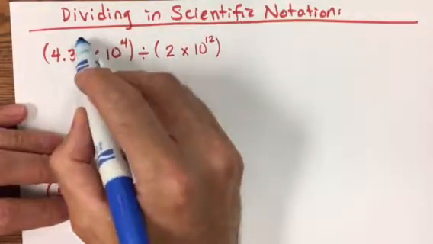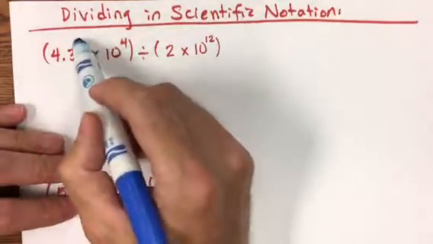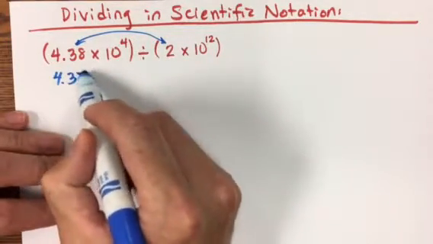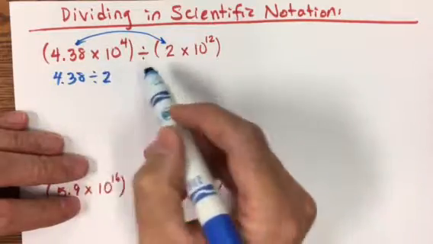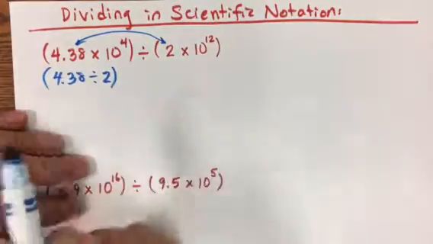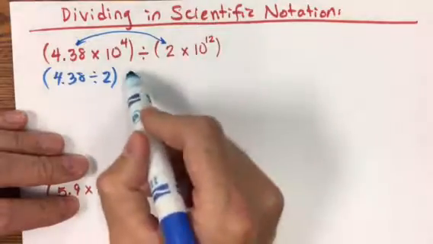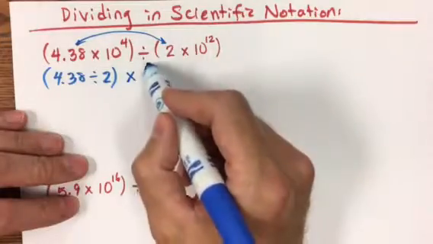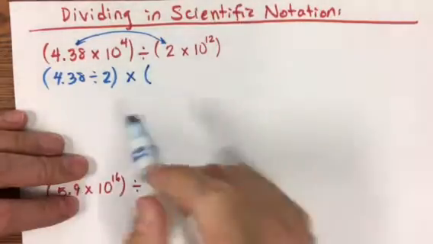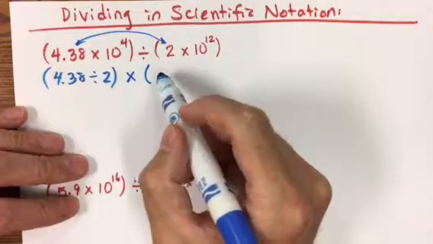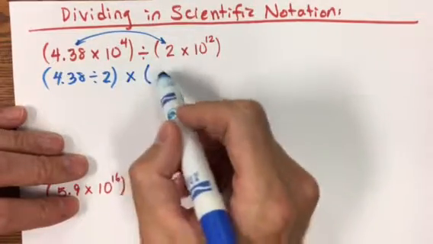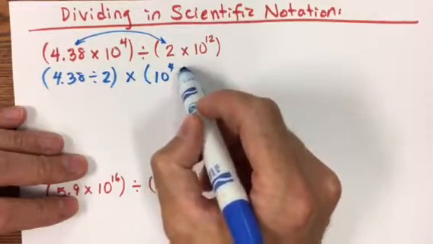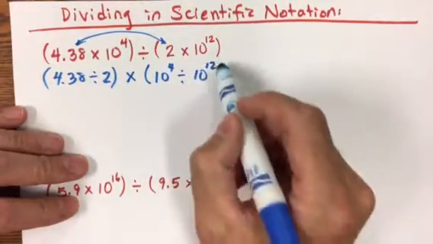First thing I'm going to do is regroup this a little bit, and divide 4.38 divided by 2. And now this is a tricky part right here. I'm still going to multiply times 10 to the whatever power, but I'm just regrouping my tens. And I'll show you a fraction format in just a sec that'll help you see it better. So I'm going to regroup the tens together, and 10 to the 4th divided by 10 to the 12th.